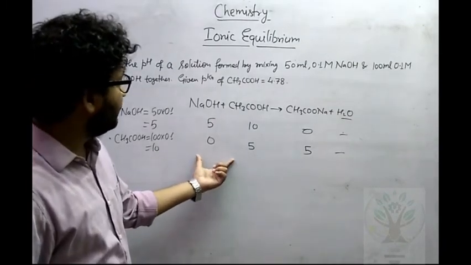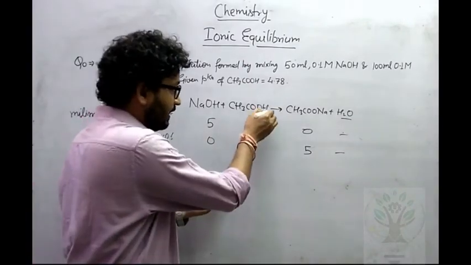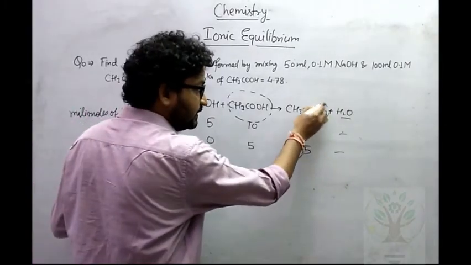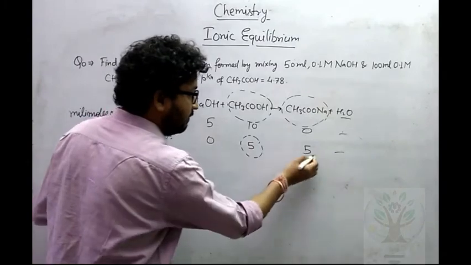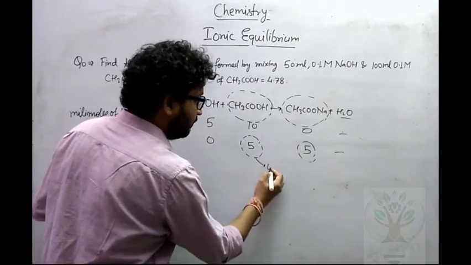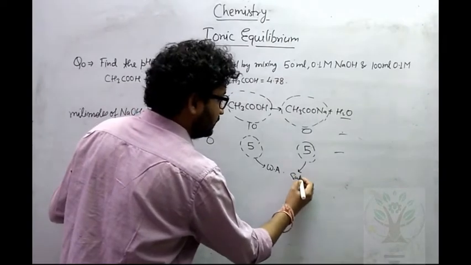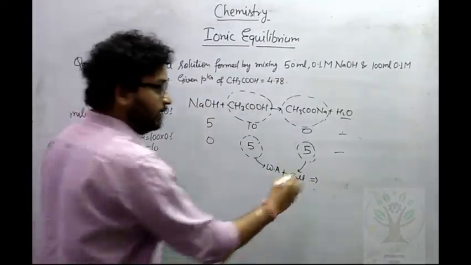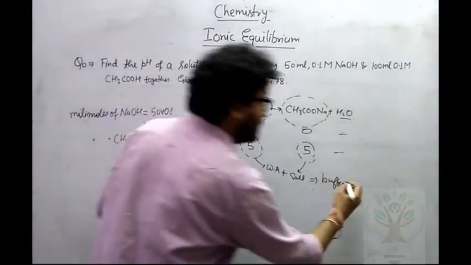Okay. Now I hope you can see what is left in my solution. Do I have CH3COOH? Yes. Do I have CH3COONa as well? Yes. So I have a combination of a weak acid as well as its salt. So these two things all together are forming what? Buffer. And that too, which type? Acidic.